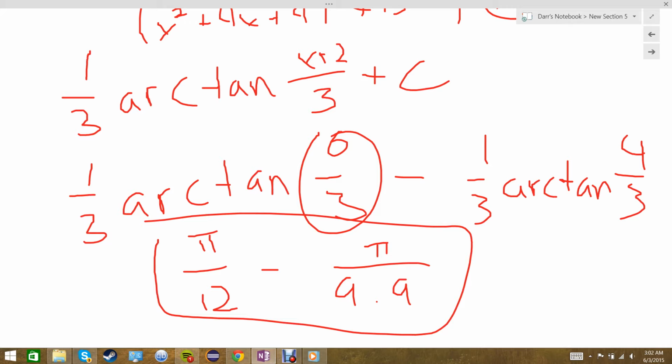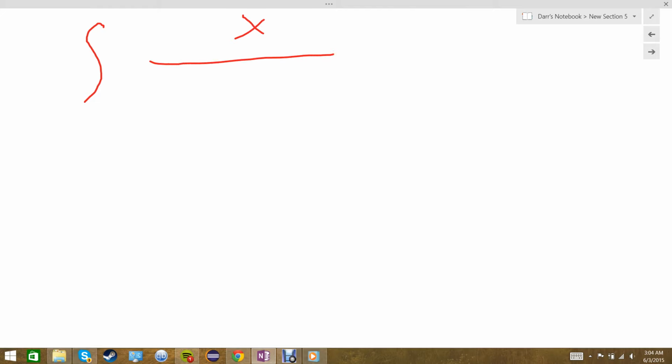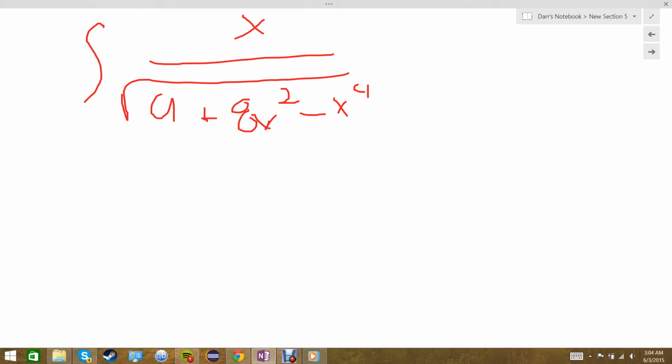Let's do one more problem. Okay, let's do this problem. Integral of x over radical 9 plus 8x squared minus x to the 4th. Okay, so for this one, it doesn't really look like anything we've done yet. So what we can try to do is complete the square of this part right here. That one and that one.